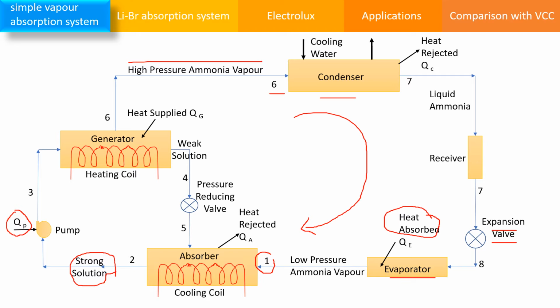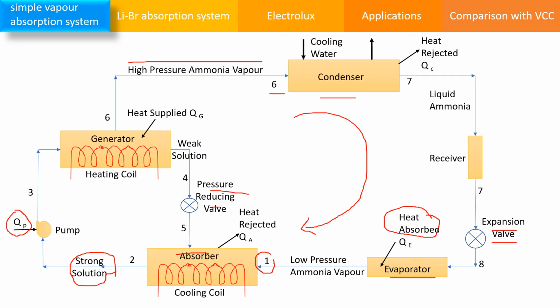This leaves a high pressure but weak ammonia solution inside the generator. This weak ammonia solution flows back to the absorber through a pressure reducing valve, so that mixing does not cause a problem. The high pressure ammonia vapor from the generator is passed through the condenser where it follows its usual cycle, that is expanding in the expansion valve and producing cooling effect in the evaporator. This completes the simple vapor absorption cycle.